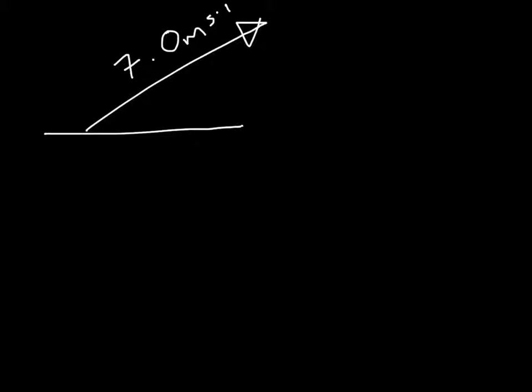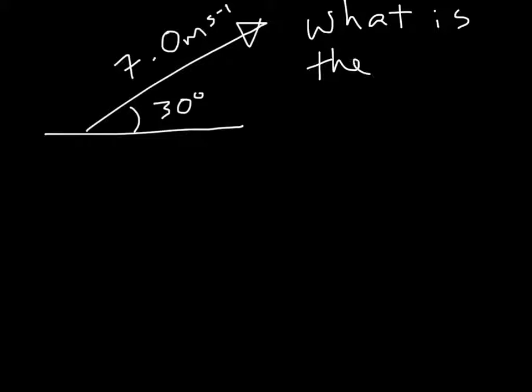Okay, we're going to look at our problem here on projectile motion. The problem is a soccer ball is kicked at 7 meters per second at an angle of 30 degrees to the ground. What is the height that this ball reaches? This is what we want to find out here. What is the height?